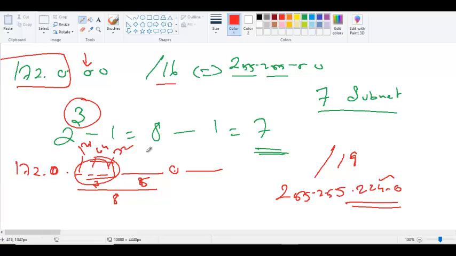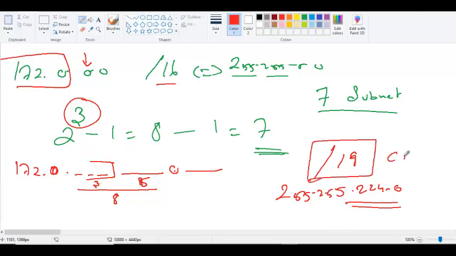See, this may be easy for you to write, but as I told you earlier, not every operating system will accept this format, CIDR notation. All the IOS only allows you the classical method, 255.255.224.0. All right, we understood the new subnet mask.